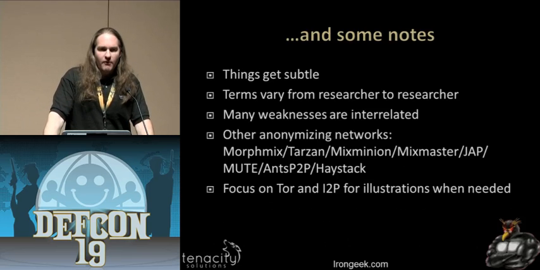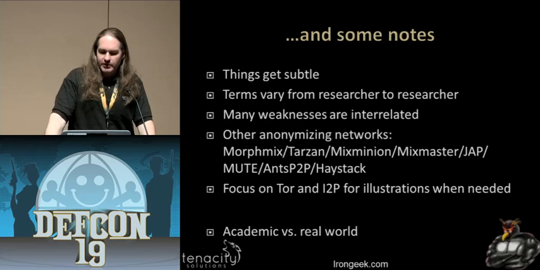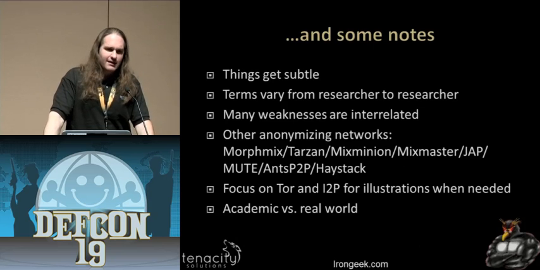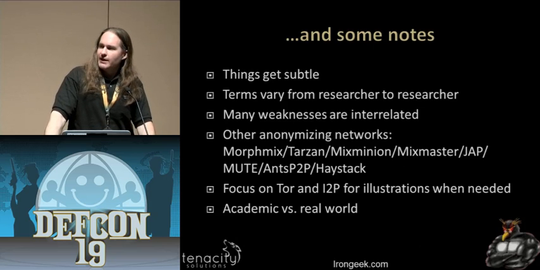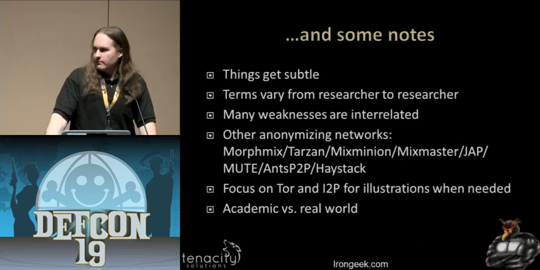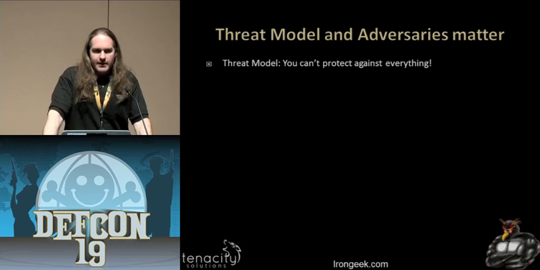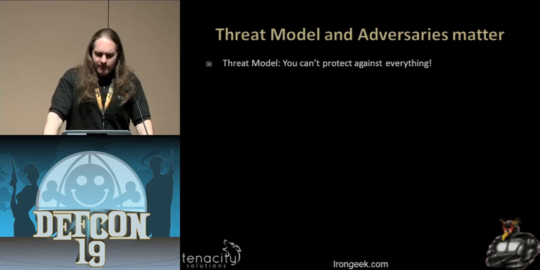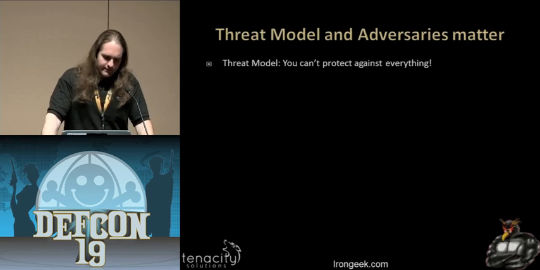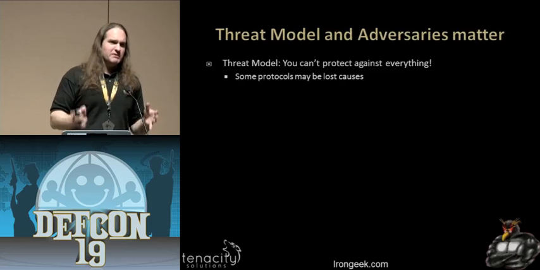But like I said before, I'm going to focus on Tor and I2P for my illustrations. And some of the attacks will be very academic, and I'm going to try to give a few real-world examples, though, to illustrate how they can be used. Now, when it comes to attacking darknets, threat model matters a whole lot. You can't really protect against everything. Some protocols may just be lost causes.